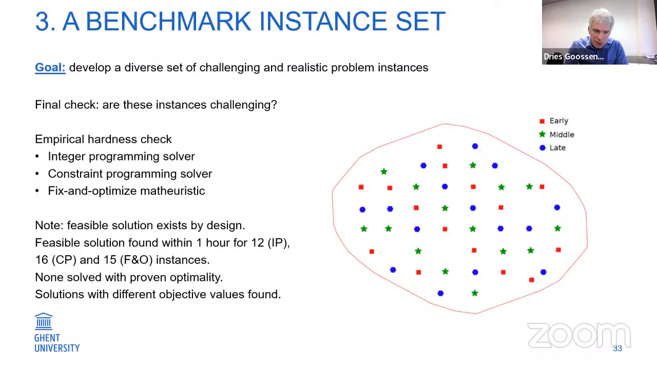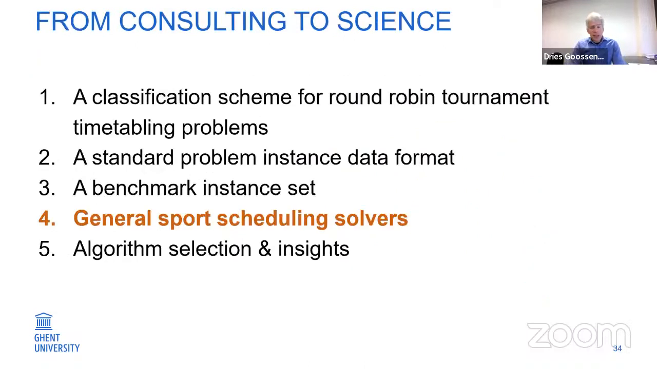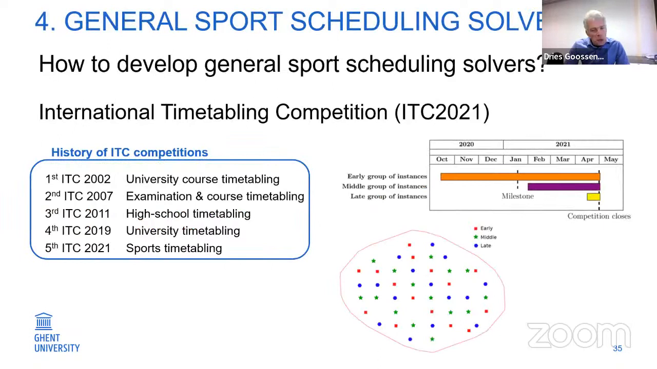Okay, so this is how we constructed this set of benchmark instances. Now the next step is to see how algorithms score on this benchmark. I told you so far we don't really have general solvers. We have all these separate case studies, each with their particular approach, but not really general solvers. So how do you come up with general solvers? Here our idea was, let's not do that ourselves. Let's have other people do that, people who are most likely much better at this than we are. So we decided to organize an international timetabling competition.